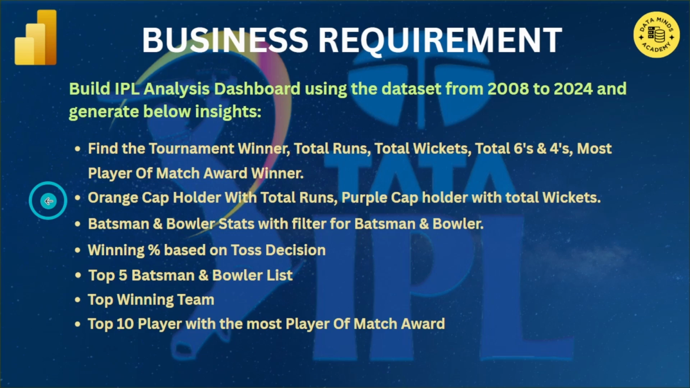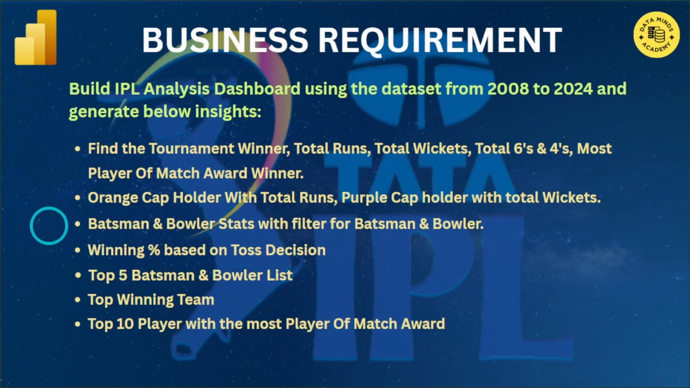Then we also have to calculate the orange cap holder with the total runs he has made, and also the purple cap holder with the total wickets. We also have to make two different sections for batsman and bowler with individual filters for a batsman and a bowler as well. And we will be generating different metrics for that. We will be calculating the total runs for a batsman, the total wickets for a bowler, the bowling strike rate, and the batsman batting strike rate.